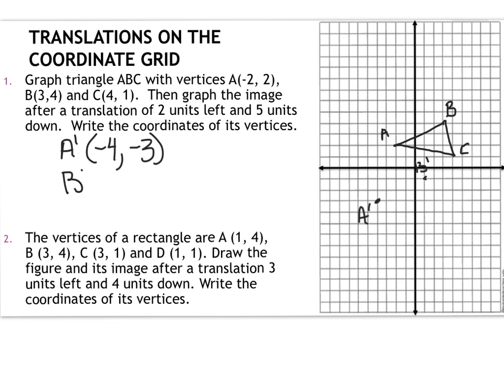So my new B prime is positive 1, negative 1. And then lastly, C is going to move over to the left 2 and down 5, and it'll go right there. So again, I'm going to label it C prime, my new value being 2, negative 4. And I will connect those and make my image. So the whole image has now been moved to the left 2 and down 5.